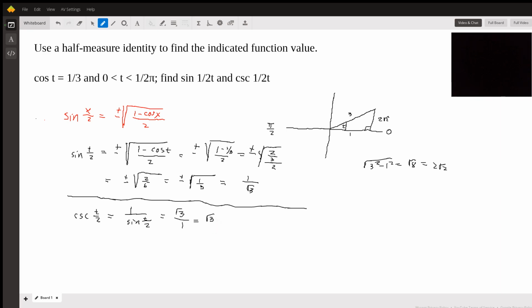So, nice, easy problem if you know the formula. The only tricky part I think here would be just figuring out what sign to use. And for that, I think the diagram really helps. It just helps keep everything straight.